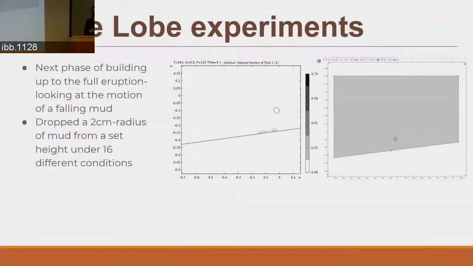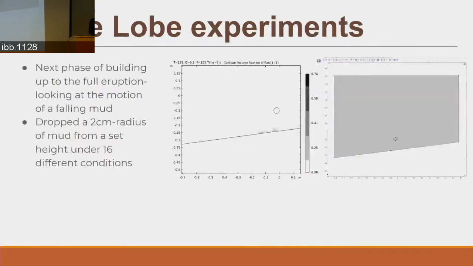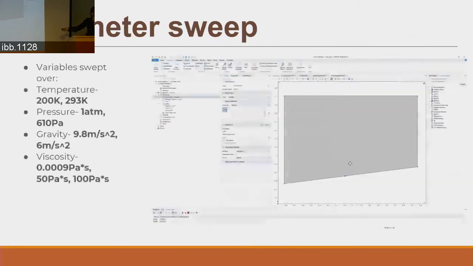Moving forward, we have started to try to build up an actual mud volcano in Colloq. Now, using this as a proof of concept test, knowing that we can in fact do mud-like simulations in Colloq, we want to build an actual mud volcano. And the first step of that is looking at just a single lobe of mud flowing in these conditions. Specifically, we dropped a 2 centimeter radius little sphere of mud, and we ran it over a series of conditions, specifically temperature, pressure, gravity, and 3 different viscosities. And this is to look at what parameters actually matter when it comes to mud flow.